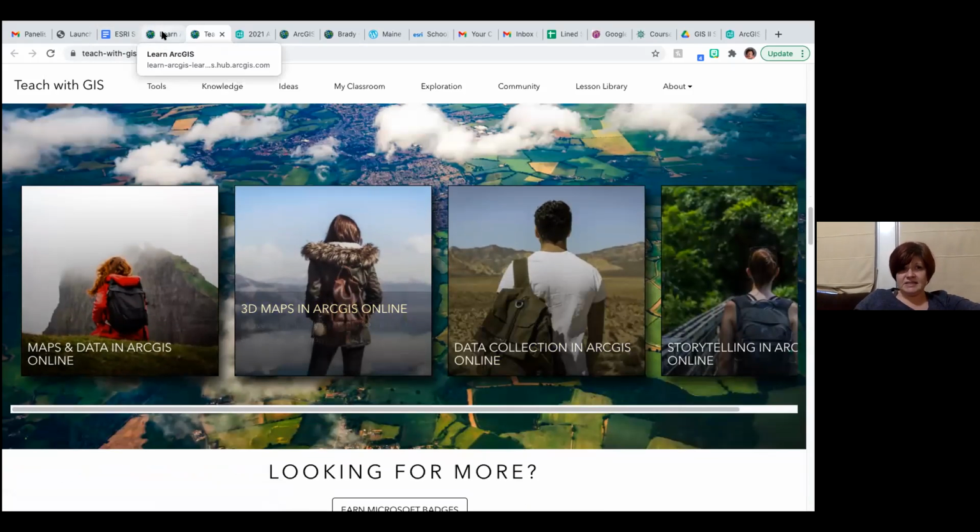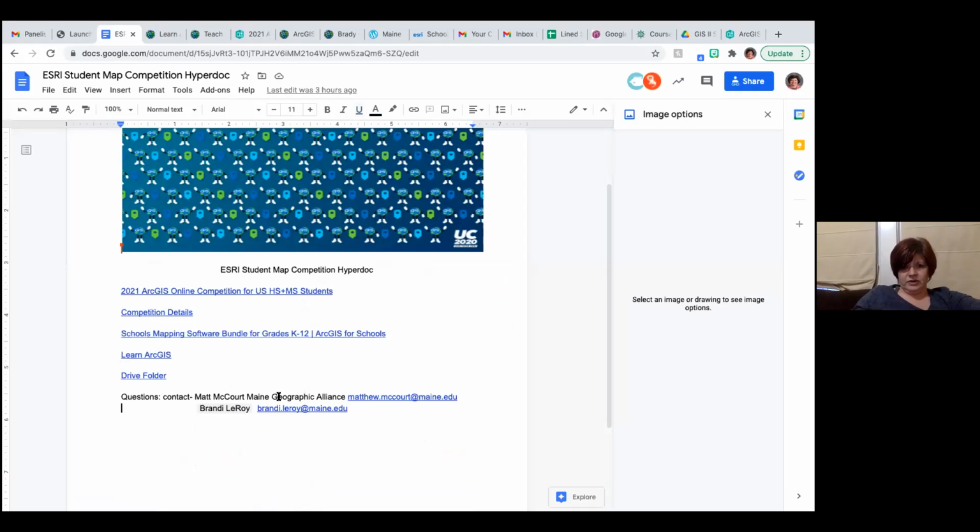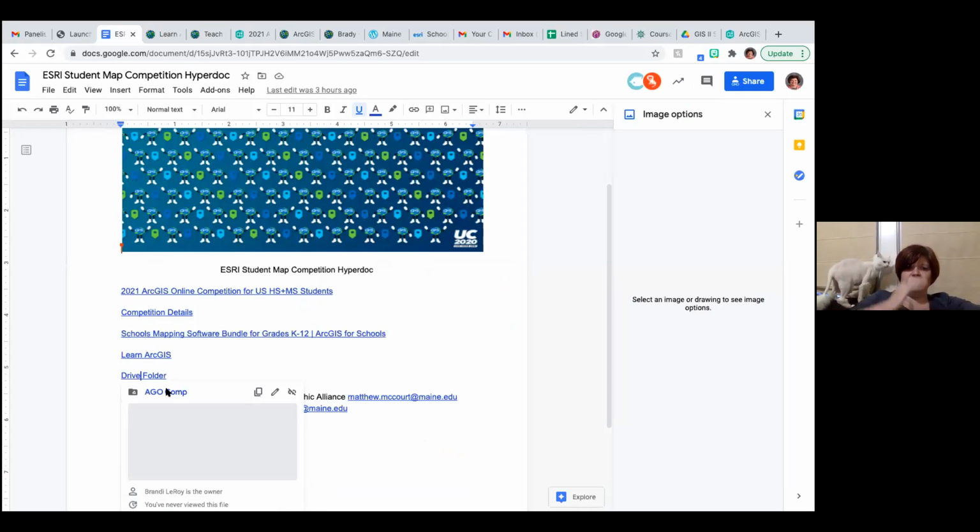And then the last thing that I have for you, for those of you who are looking to enter the contest, is a Drive folder here that has the forms for you to enter.